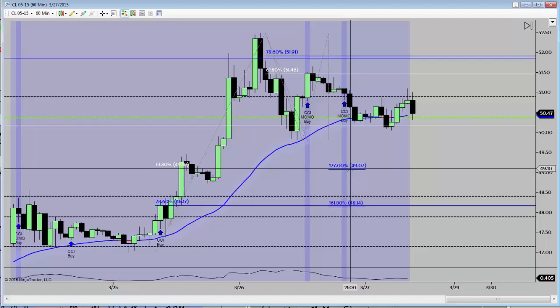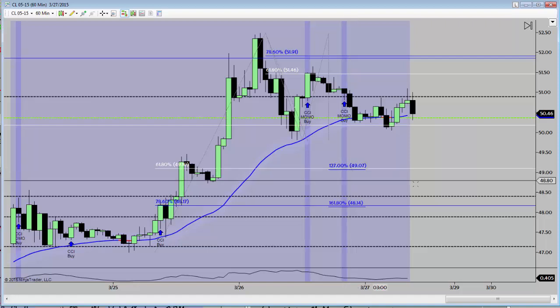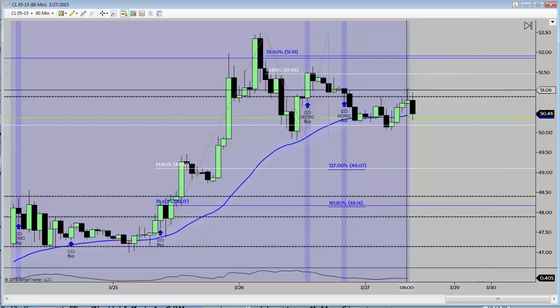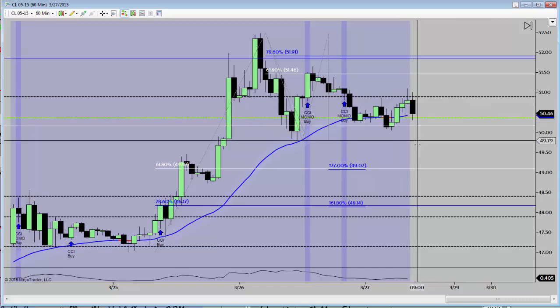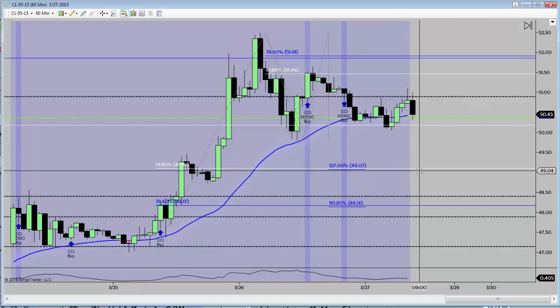Obviously, the $49 level right here, key price point, and we're at an even handle. Plus, highs of the day so far for this session, 51.10. Remember, right now, crude oil's trading average true range 7-day is 220. So 100% of that average true range would press us down to the $49 handle.